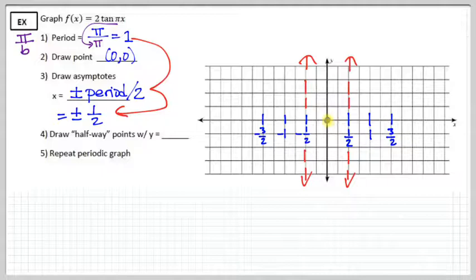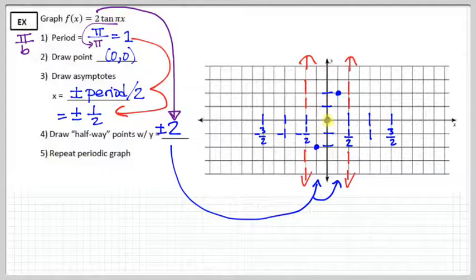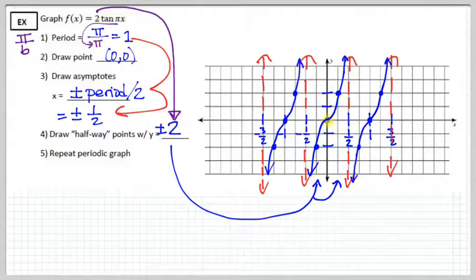And where that happens to be is going to be plus and minus a. So we take our stretch factor, and at the y value of plus and minus 2, we have this point, halfway point here, and a halfway point here. So we go halfway across between the two here, and then up by 2. We go halfway in between these 2 points, and then down by 2. These are the 3 points we use to graph our tangent graph, and then it gets replicated over and over again.